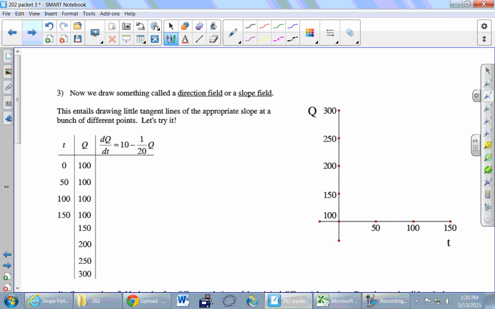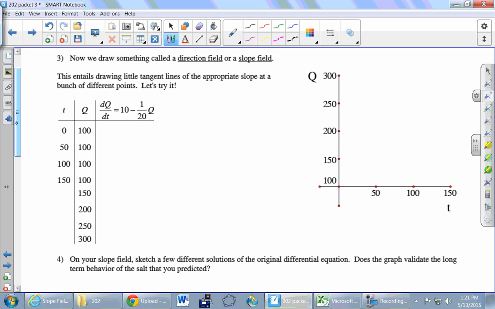And let's go to number 3, please. Now we draw something called the direction field for the differential equation. This entails drawing little tangent lines of the appropriate slope.